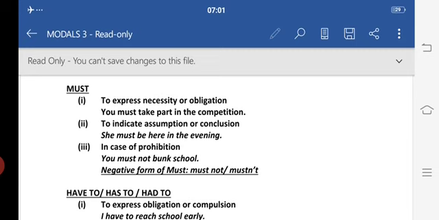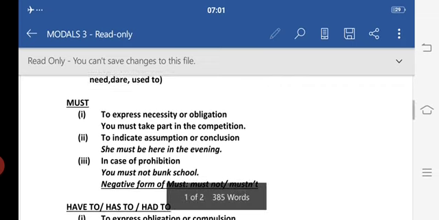People must remain seated until the show is over. Now here it is also a kind of obligation for the people to remain seated until the show gets over. We must wear helmets while driving two-wheelers. So this is also a kind of law and regulation which people must follow.